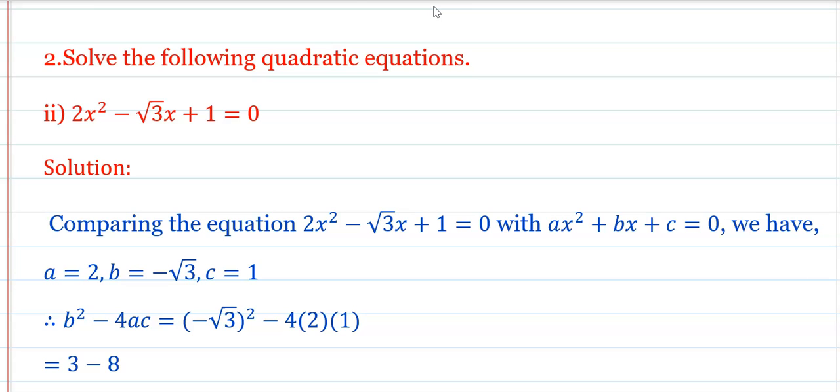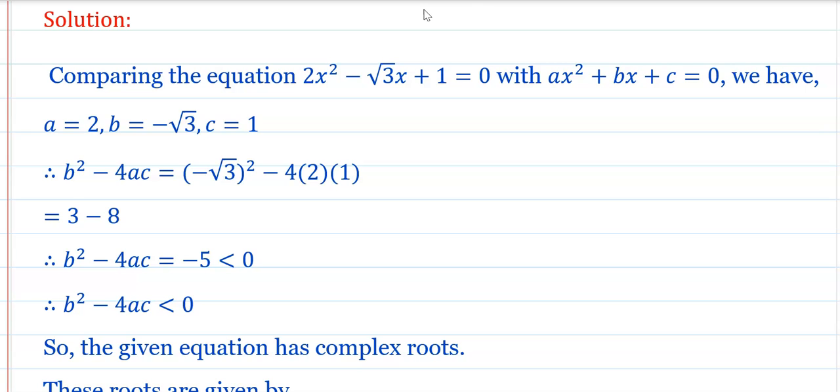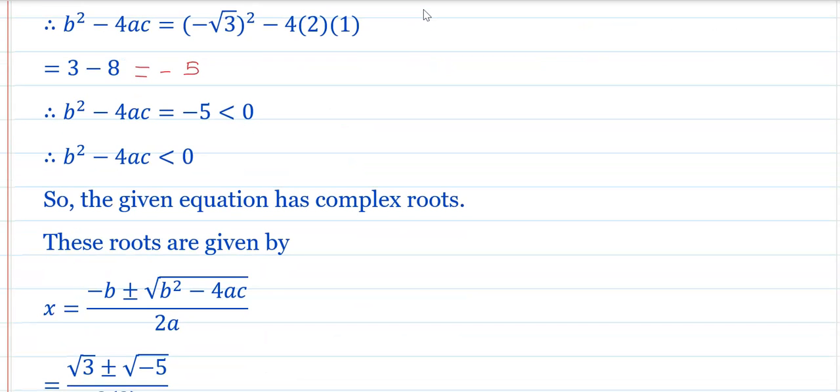2x square minus root 3x plus 1 is equal to 0. Again same, comparing this equation with ax square plus bx plus c is equal to 0. The value of a is 2, b is minus root 3, c is 1. b square minus 4ac, that is minus root 3 bracket square minus 4ac. The value of a is 2, c is 1. Okay, minus root 3 square is 3. 4 into 2, 8. 3 minus 8 is equal to minus 5. Okay, here you will get minus 5. And this is less than 0. So the given equation has complex roots.